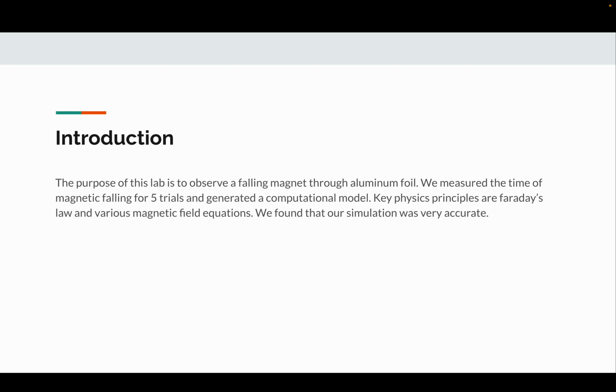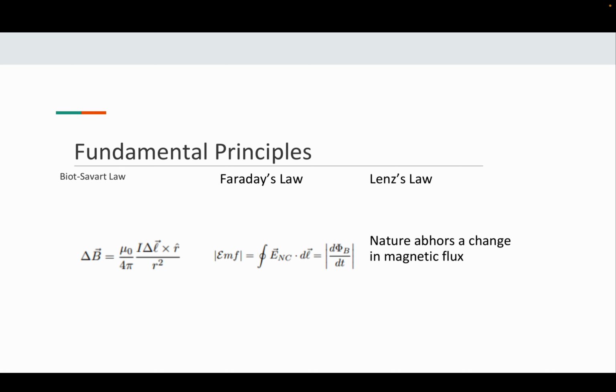So basically, to sum it up, we have a long metal tube that's wrapped in aluminum foil, and we have a small magnet, and we just drop it through the aluminum tube, and we can see that the induced magnetic field slows down the magnet as it drops, and we measure the time it takes for the magnet to get from the top of the tube to the bottom of the tube. So you can see here, again, reinforcing those fundamental principles.